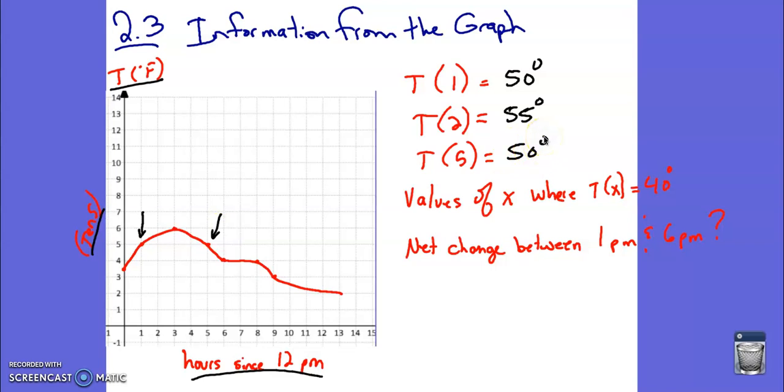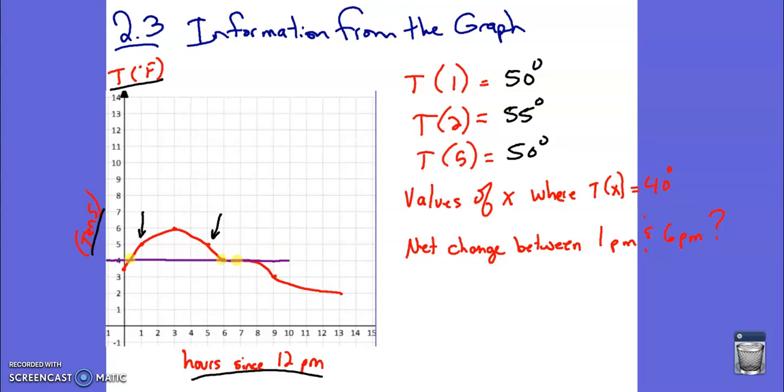So the values of x where the temperature is 40 degrees. Well, 40 degrees is right here. And so the times where it meets would be there, here. It starts dropping below that. So really just those 3 points.